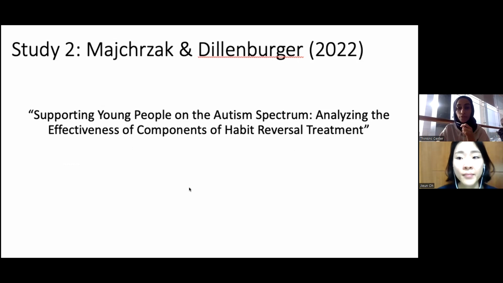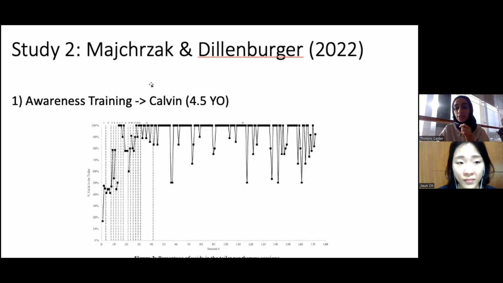instead of the package. So the first component was the awareness training, and this study looked at a child, an individual, Calvin, who was 4.5 years old. The awareness training is a component of habit reversal training that requires vocal or non-vocal identification of antecedent triggers to the target behavior, or identification of the occurrence of the target behavior. So Calvin had to be able to identify either verbally or non-verbally that the behavior was occurring.